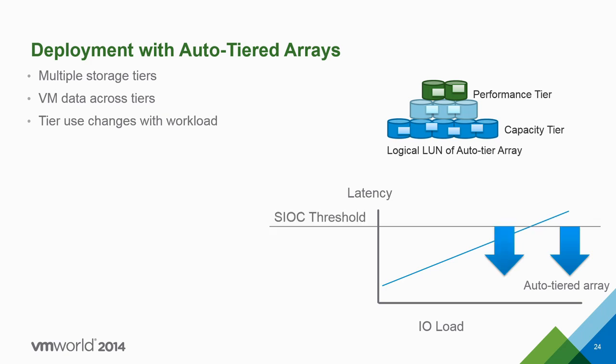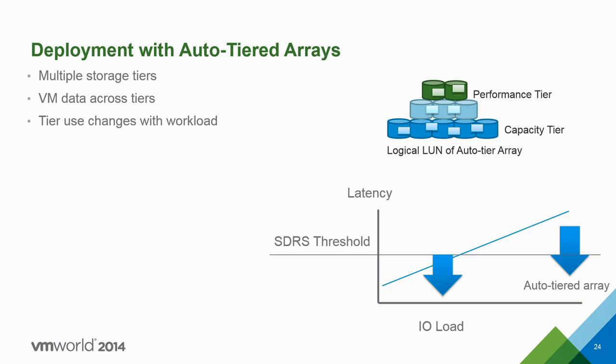So in an auto-tiered array, suppose you use storage I/O control, and then let's say you set a threshold at a certain level. What storage I/O control does is, once that threshold is set, no matter what happens to the workload, your I/O latency will never exceed that threshold on that data store. Okay? How about storage DRS?